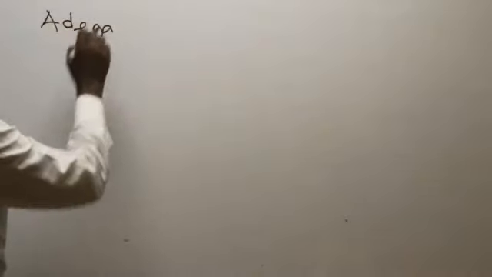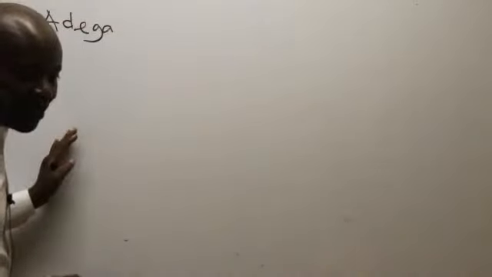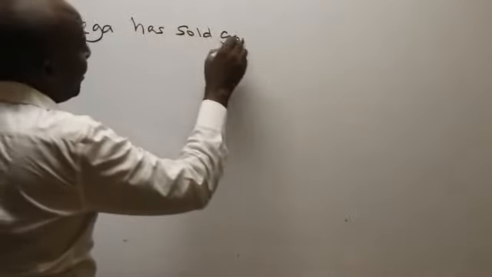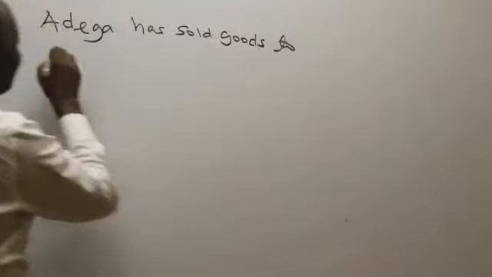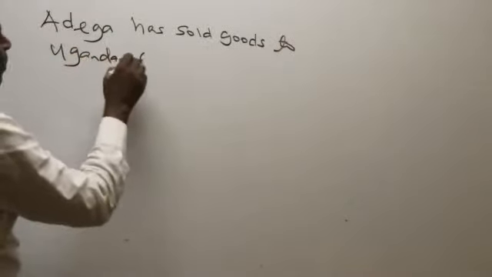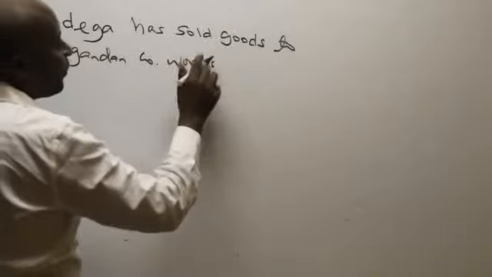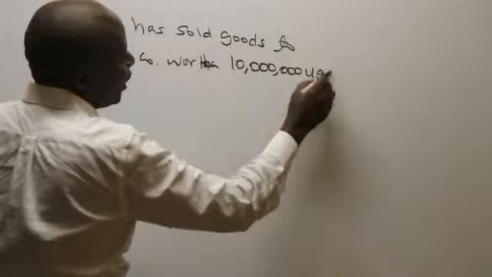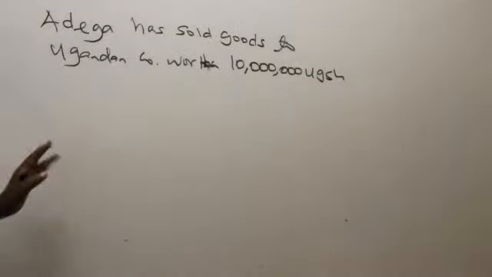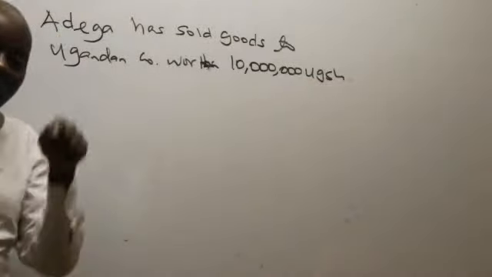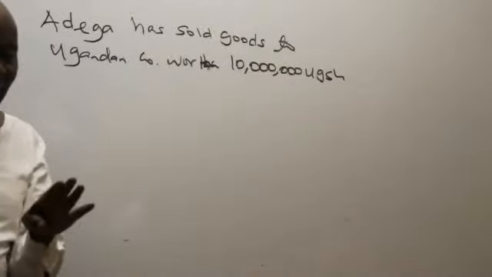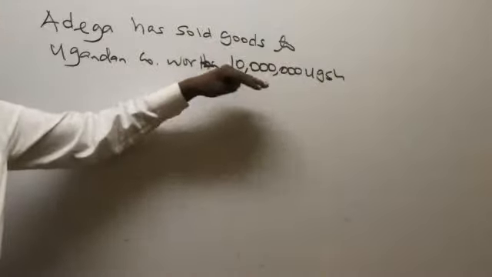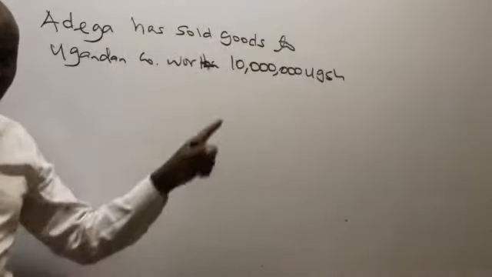Adega, right, has sold goods to a Ugandan company worth 10 million Uganda shillings. I'm using Adega because we know that Adega is one of us. She's a Kenyan, unless I'm not correct. Meaning that this money, at the end of the day, is foreign to her. She can't stay with it.